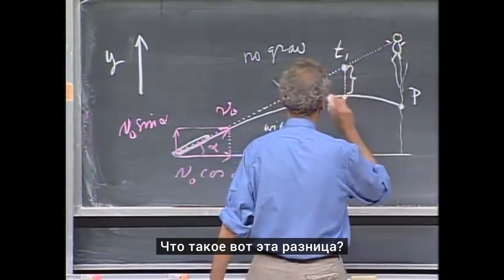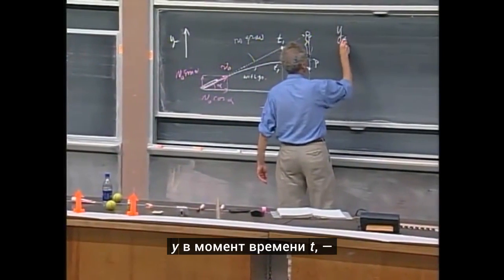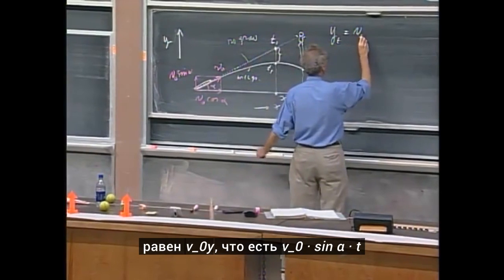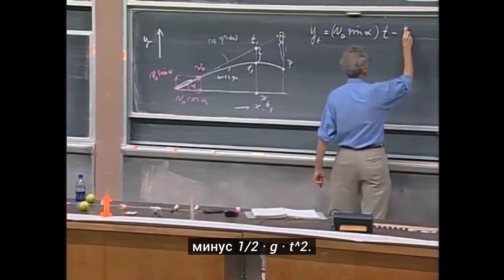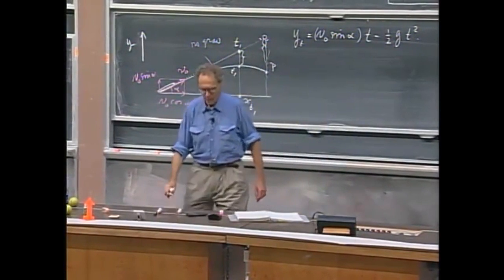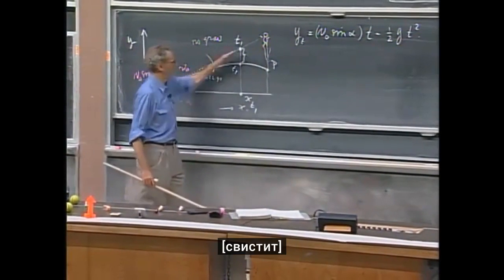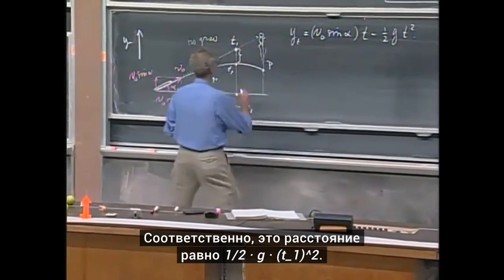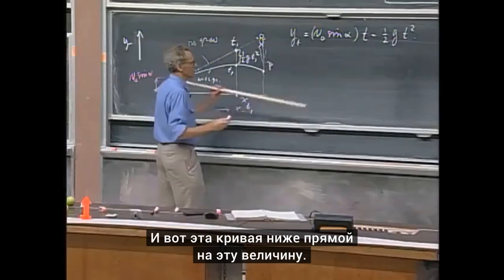What is this difference? Well, that is the difference between the equation with gravity and without gravity. And y, as a function of time, you can look at equation number 3 there, if you can still see it, equals v0y, which is v0 sine alpha, times t, minus 1/2 g t squared. Well, if there is no gravity, this term doesn't exist. So that's this straight line. With gravity, it's the same thing, but you have to subtract this. Therefore, this distance is 1/2 g t1 squared. That is this distance, because this curve is lower by this amount.